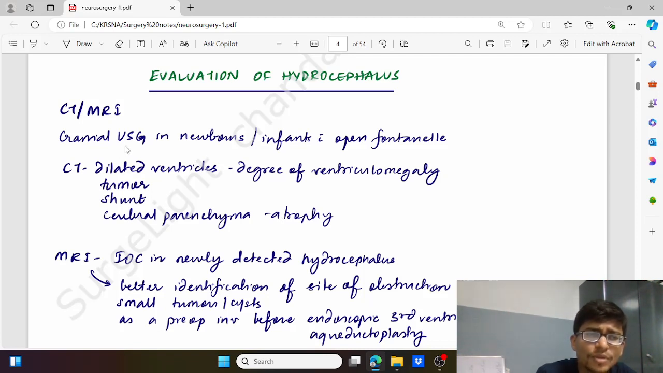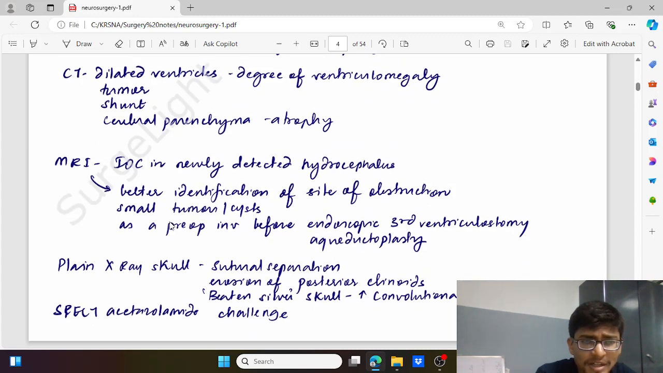Whereas in the case of obstructive or non-communicating hydrocephalus, it will be asymmetrical dilatation of the ventricles. Then the cranial USG in newborns or infants with open fontanelle will show increased size of the ventricles, dilated ventricles. CT will also show the dilated ventricles, and the degree of ventriculomegaly may show tumor, shunt, or cerebral parenchymal atrophy.